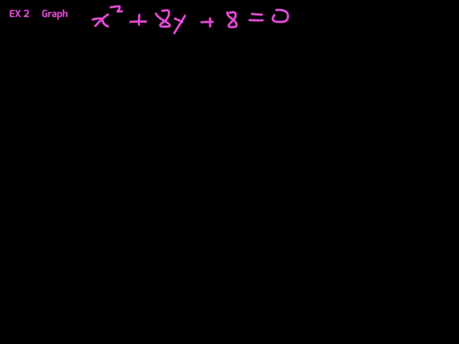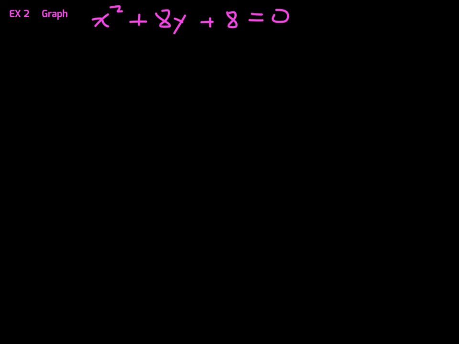All right, guys, x squared plus 8y plus 8 is equal to 0. The first thing I notice, I don't know about you, the first thing I notice is which variable is being squared. X is being squared. So this parabola is going to open up or down.